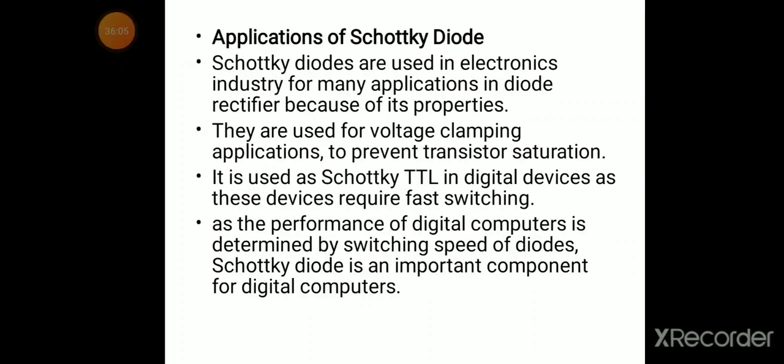Applications of Schottky diode. Schottky diodes are used in the electronics industry for many applications, such as diode rectifiers, because of their properties. They are used for voltage clamping applications. To prevent transistor saturation, it is used as Schottky TTL in digital devices, as these devices require fast switching. As the performance of a digital computer is determined by the switching speed of diodes, the Schottky diode is an important component for digital computers. So these are the applications of the Schottky diode.